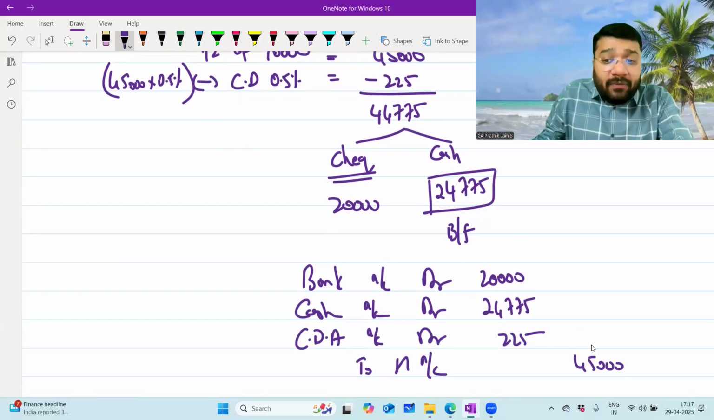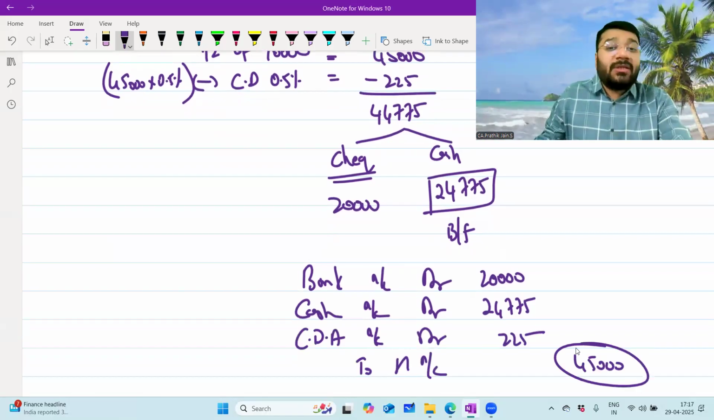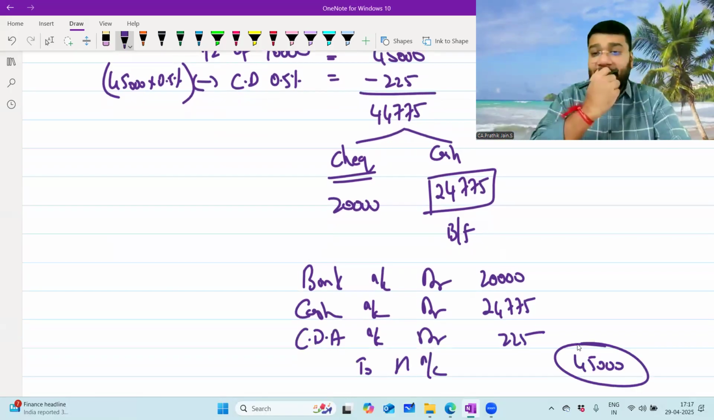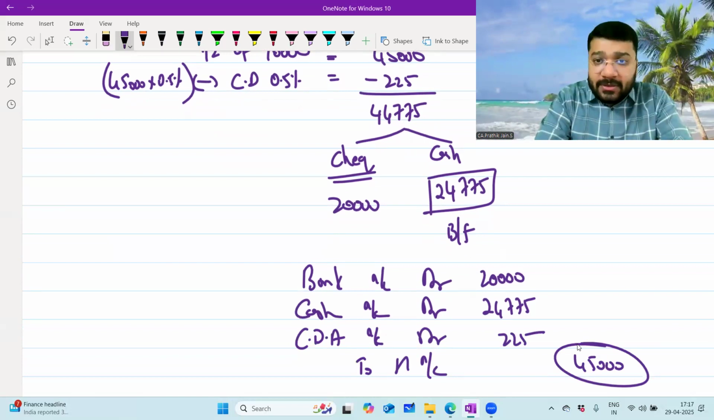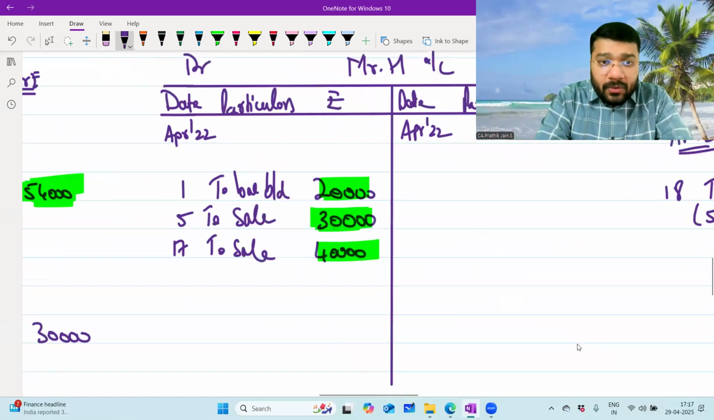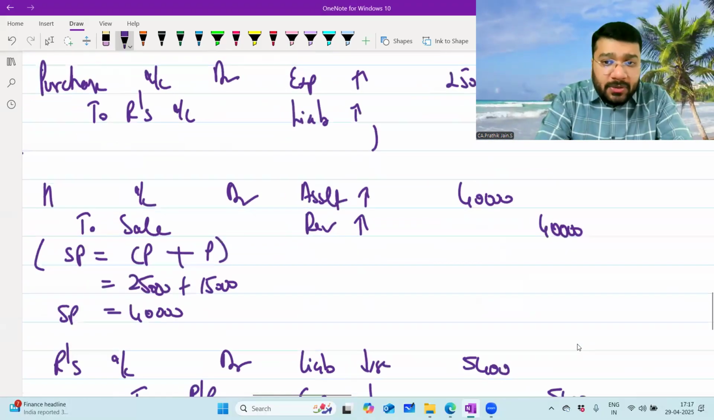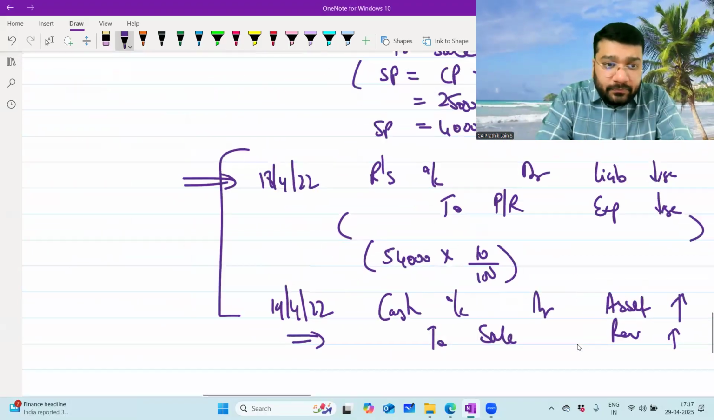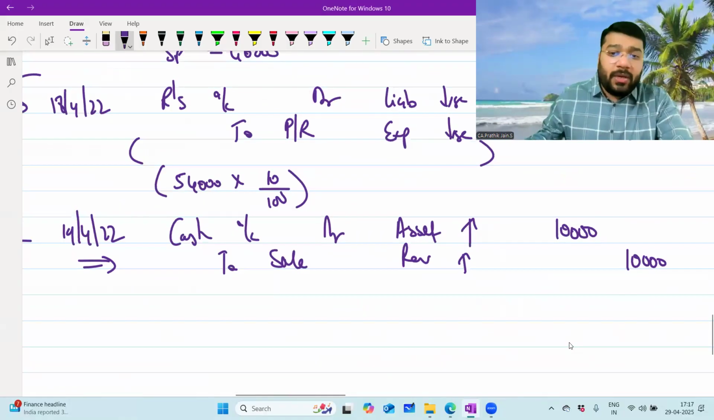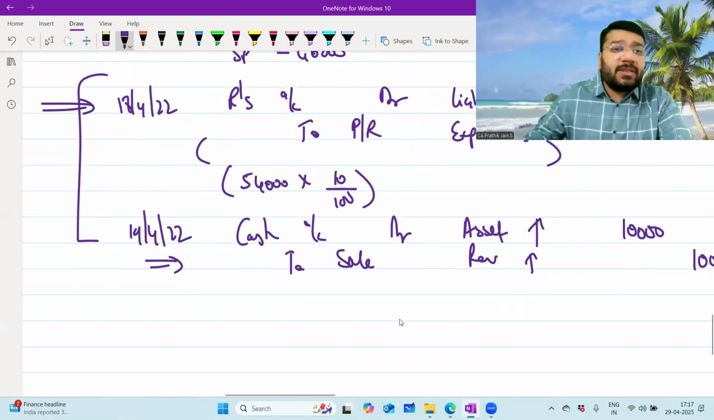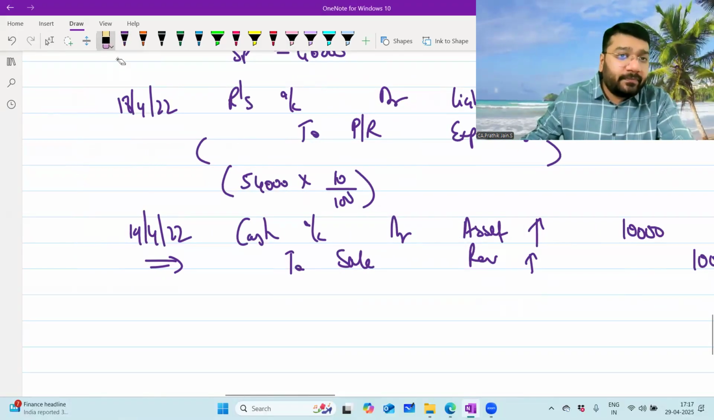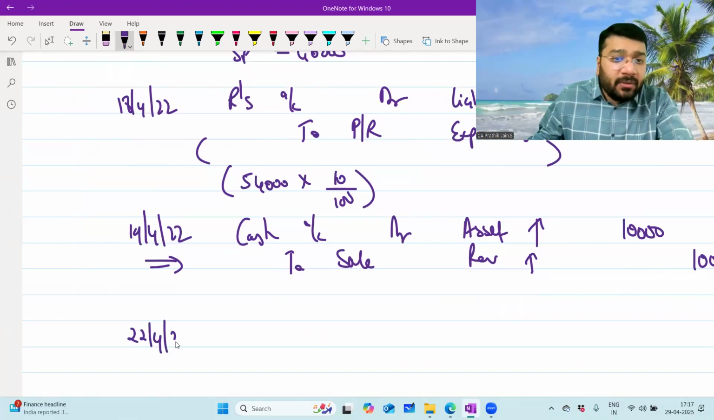Guys, to the extent of 45,000, I have to close this balance. This is the ledger entry. Any problem in this? Online people, any problem in this? Online people, no response. Okay. Now, this transaction is happening on which date? 22nd April.